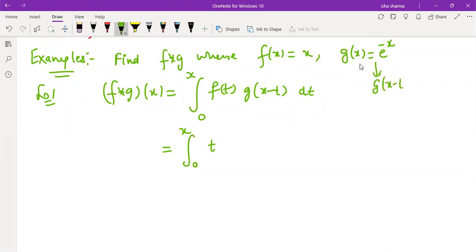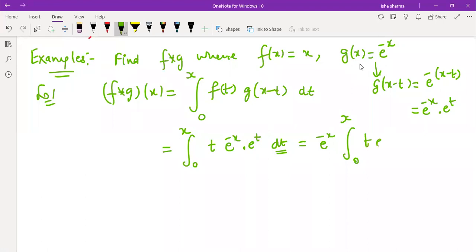g(x minus t) is going to be e raised to power minus (x minus t). So you just replace x with x minus t. So this is e raised to power minus x into e raised to power plus t. That value I can substitute here. Now it's easy to see that I can write this e raised to power minus x outside the sign of integral, because I am integrating with respect to the t variable. If something is purely a function of x and can be taken outside, you need to take it outside, because when we are solving this integral, you do not treat x as a variable. Your variable is t. x is simply substituted in the end in the form of a limit. So e raised to power minus x I took outside, and this is t e raised to power t dt.